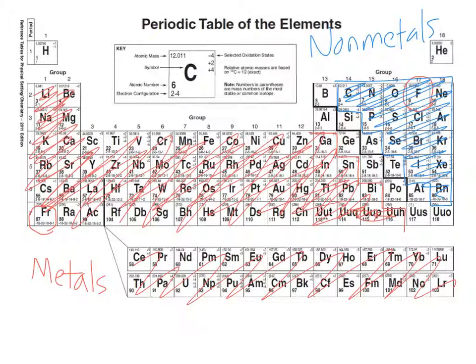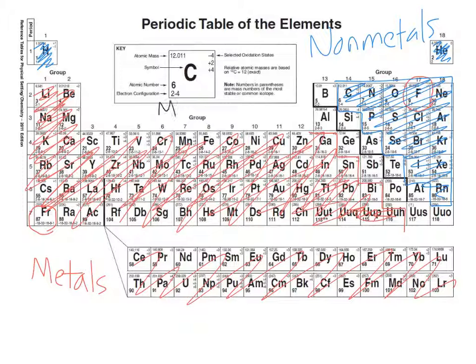Now, we're going to throw a couple more elements in there. We're going to throw helium, and oddly enough, hydrogen is also one of our nonmetals. Kind of a weird one to place, so that's why we kind of keep it disconnected. Hydrogen is a nonmetal.